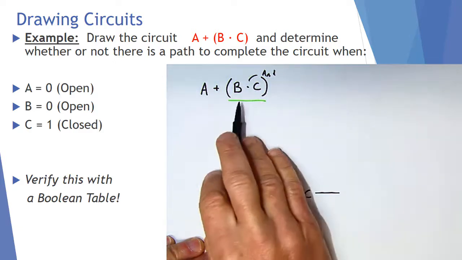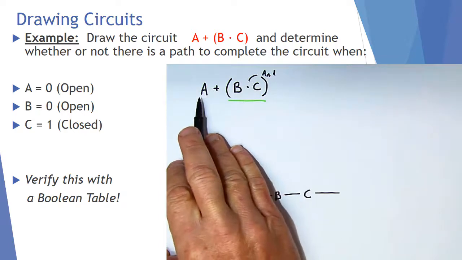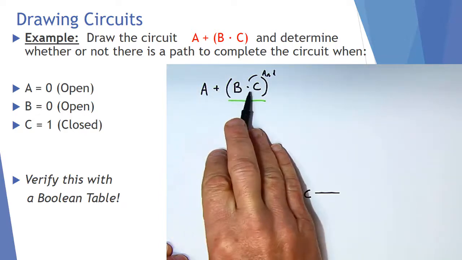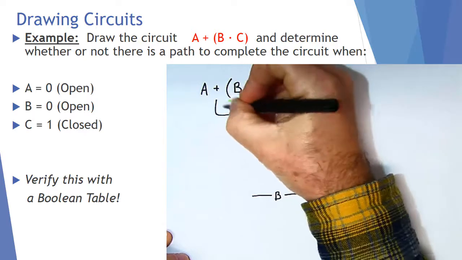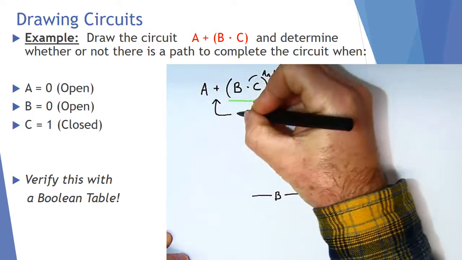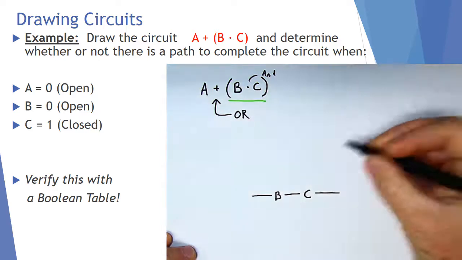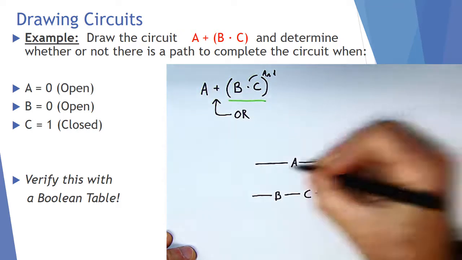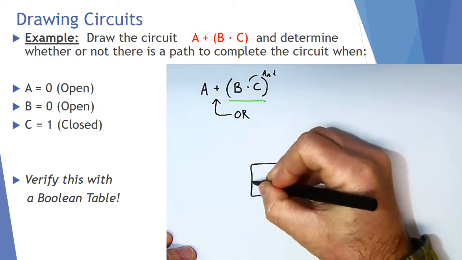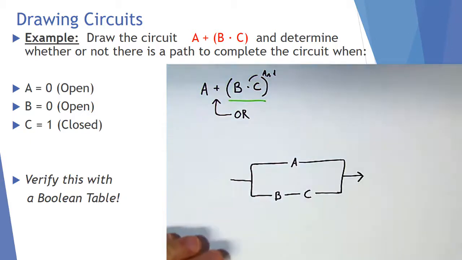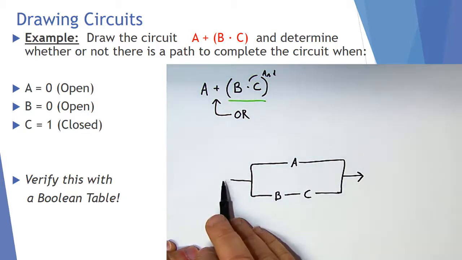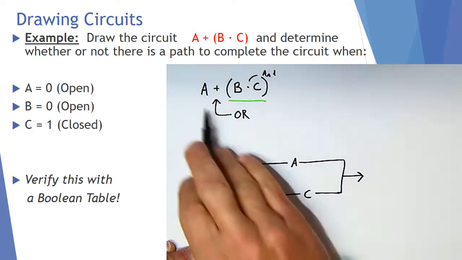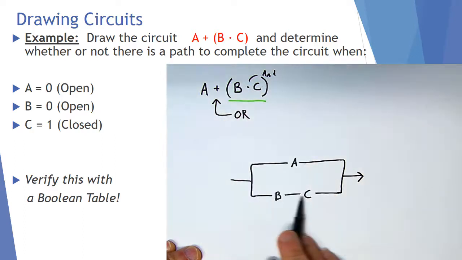Now, of course, there's more to this circuit than that. Current can flow through A or B and C. So we should have a parallel path here since we have Boolean addition, which means OR. And that parallel path will run right alongside B and C. And now we can have current flow through either one of these. And there's our visual representation. The electrons can flow through A, or they can flow through B and C. And there's our circuit.